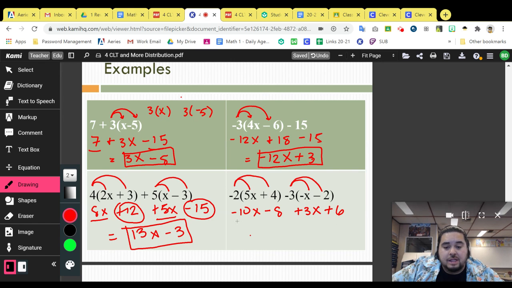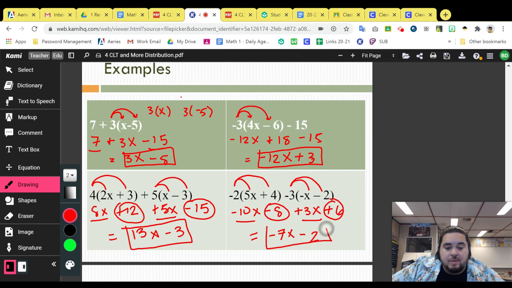And now I just combine like terms. So I have my x's that I'm combining together. I have negative 10 and positive 3. Tug of war says there's more negatives, so those are going to win. So the answer is negative 7x. And then I have a negative 8 and a positive 6. And again, tug of war. If I have more negatives, negative 8, positive 6, that's negative 2. And that is the final answer for this problem.